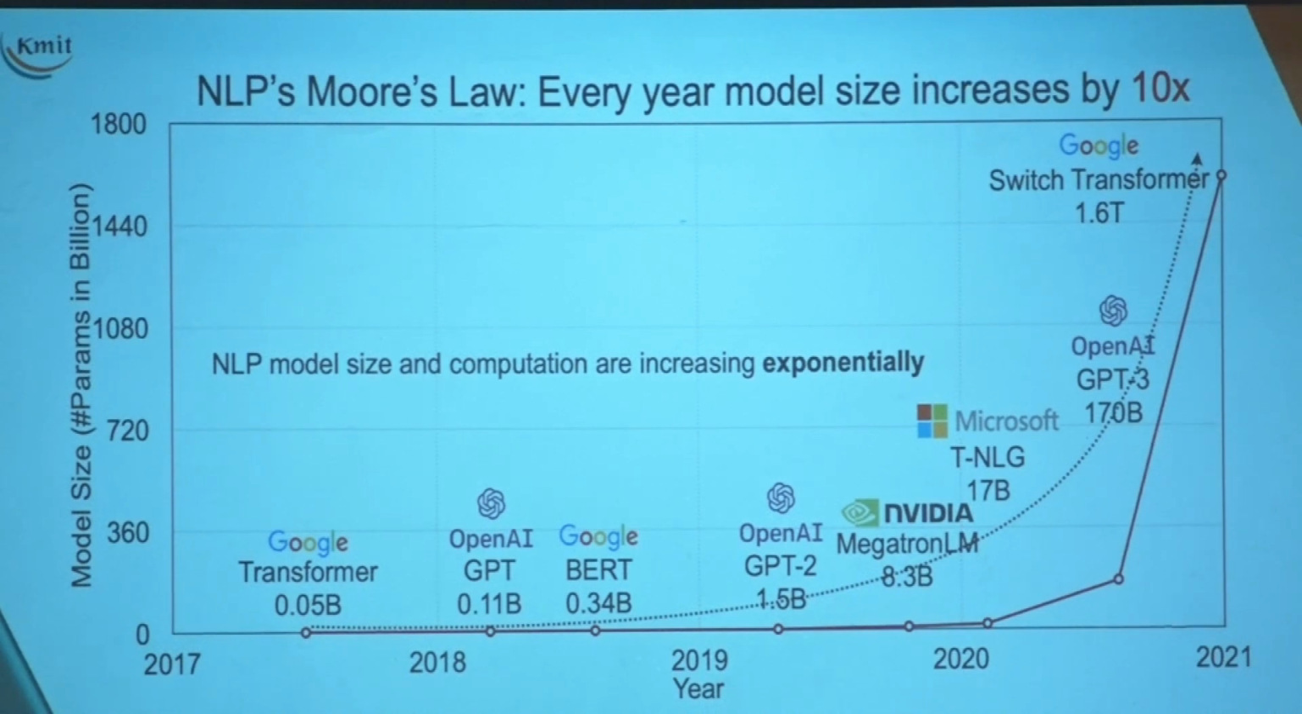From 0.1 it has been increased to 1.5 billion trainable parameters. And then, in 2021 or in between that, we have GPT-3 with 170 billion parameters. See the way the model sizes are gradually increasing.